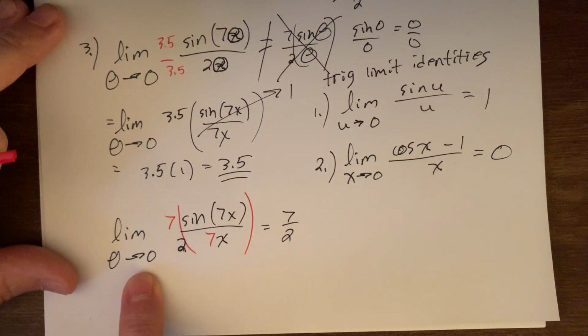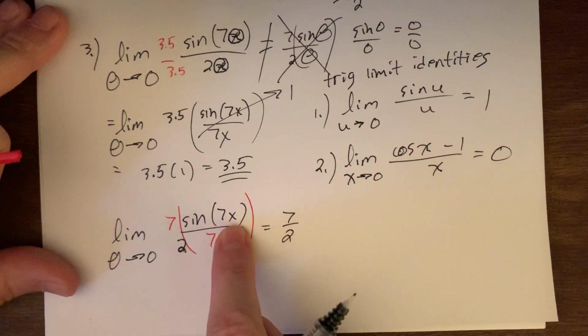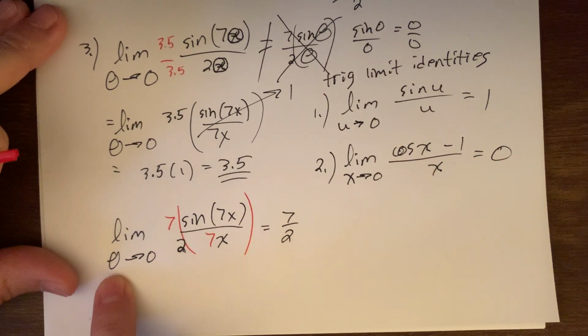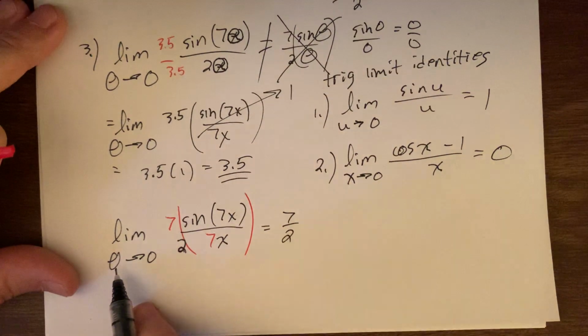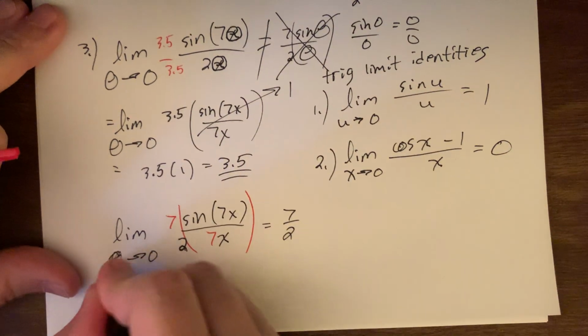Some people like to literally make a translation. Let u equal 7x. And then if u is 7x, as that goes to 0, I'm sorry, I did it again. I have thetas here, and then I wrote x's here. I'm so sorry about that. Let me just make this an x this time.